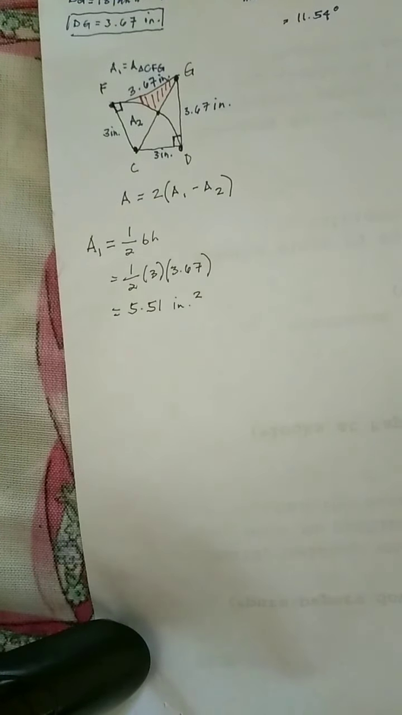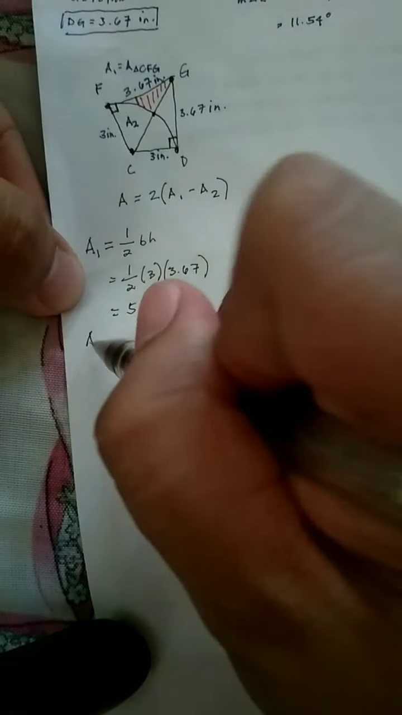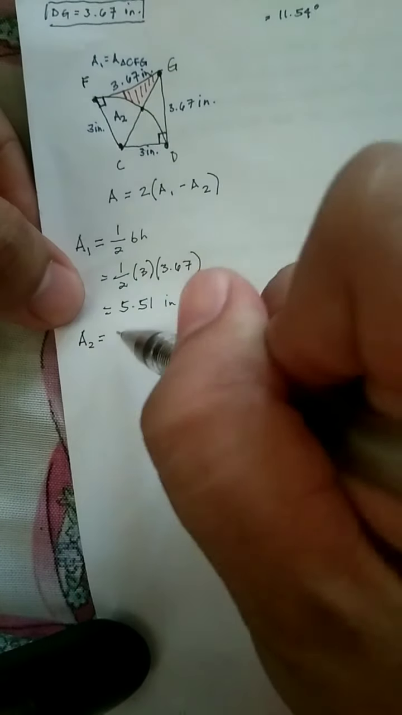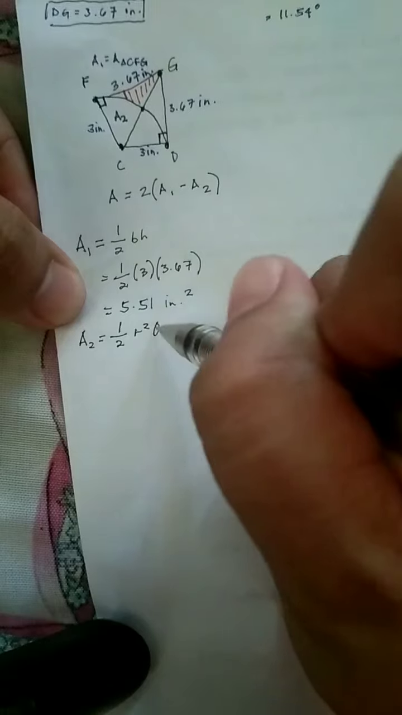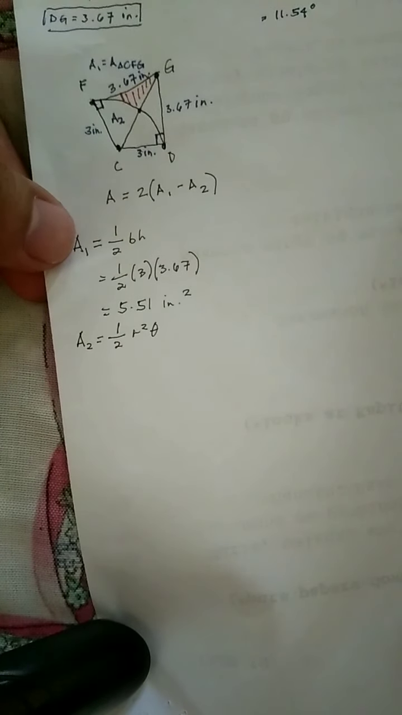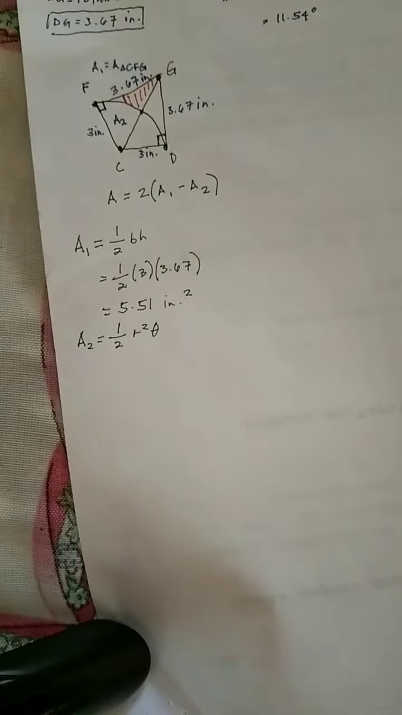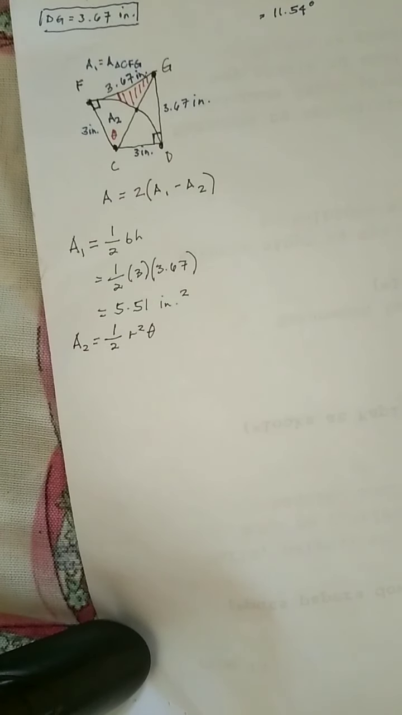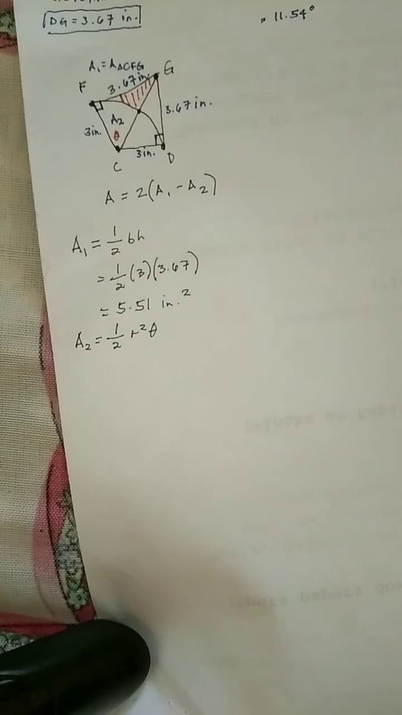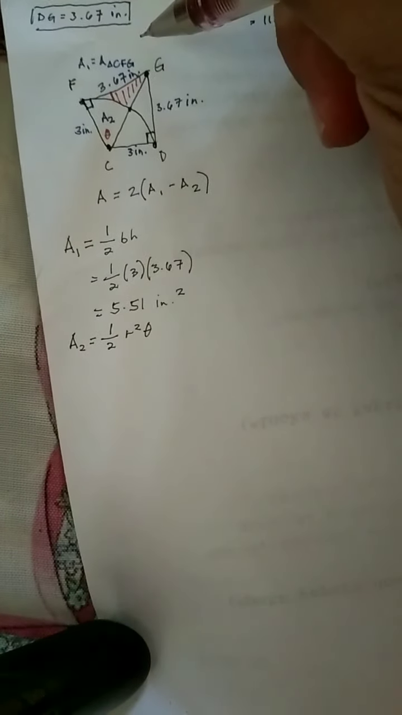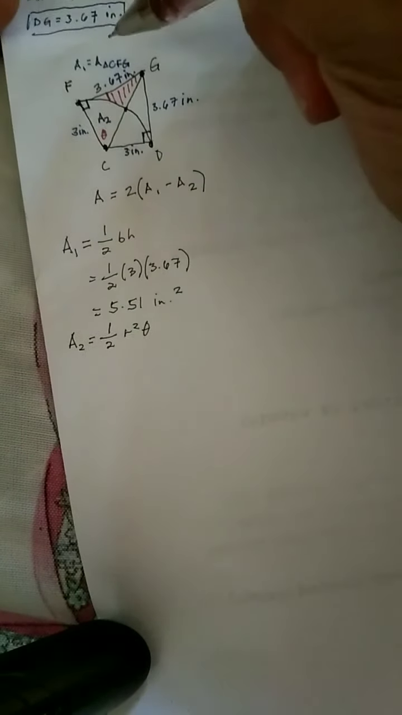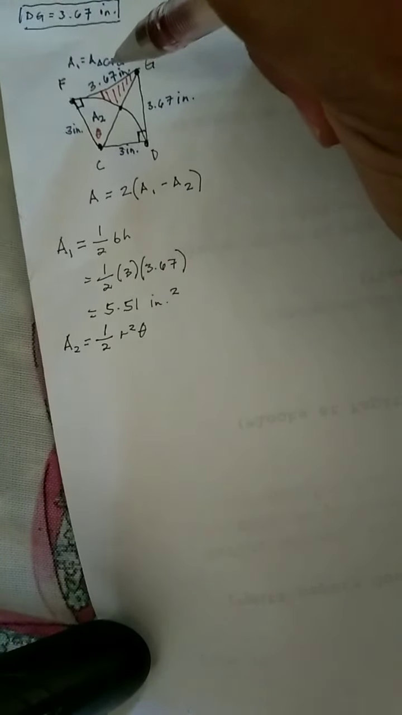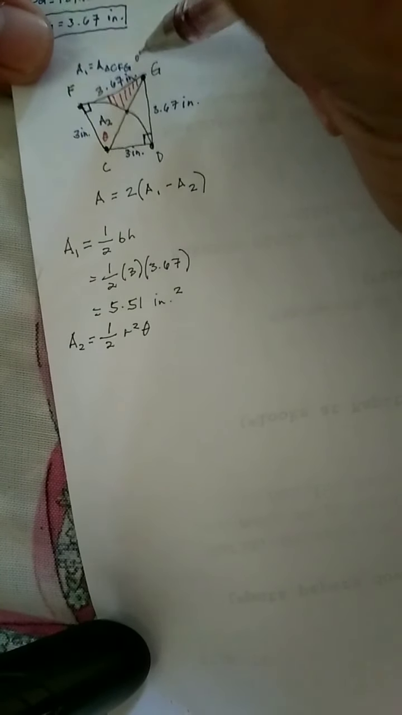Next we need to get area 2. For area 2, you need 1/2 r squared theta. We already have the r, 3 inches, but we need the theta first. Here is our theta. So we will solve for theta. We can solve it using the right triangle CFG. Let's label this with respect to the angle. So 3.67 is the opposite and 3 inches is the adjacent.